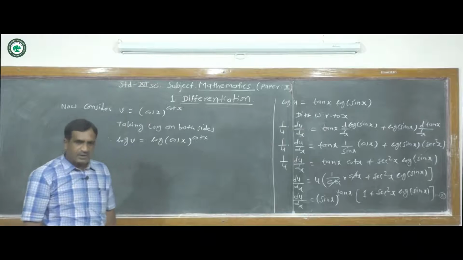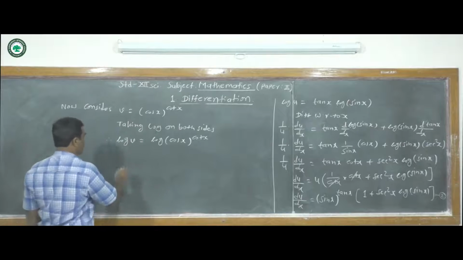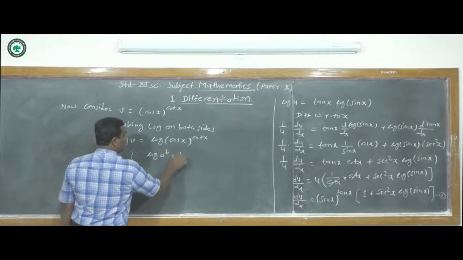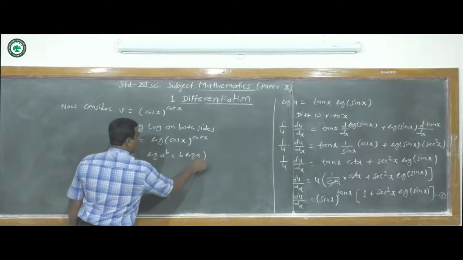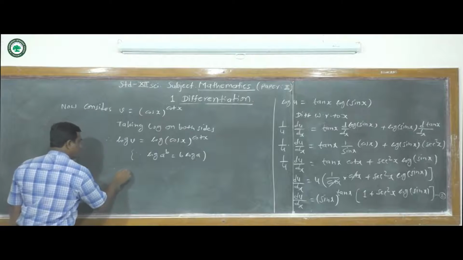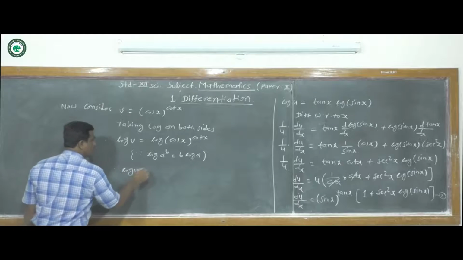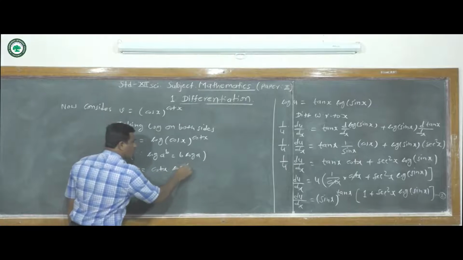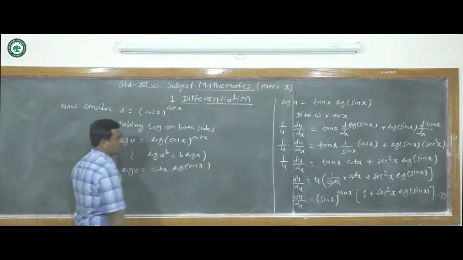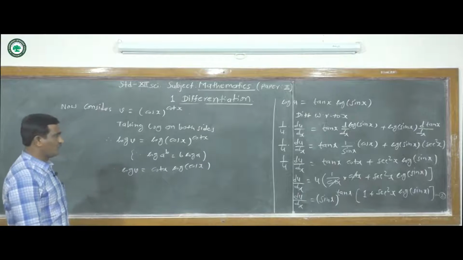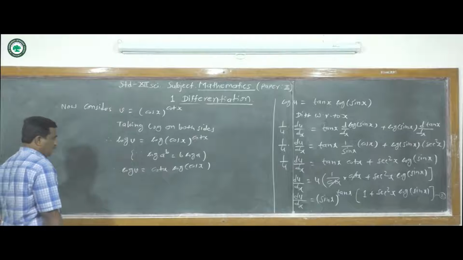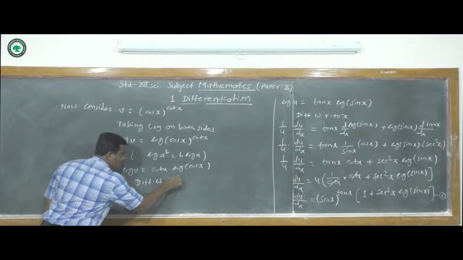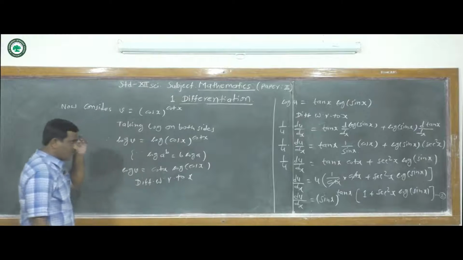Now we use the third rule of logarithm, since log a raised to b equals b into log a. Therefore, log v equals cot x into log of cos x. Now differentiate this equation with respect to x.